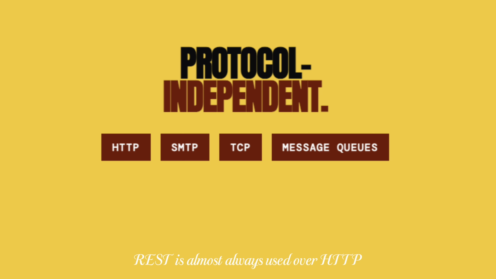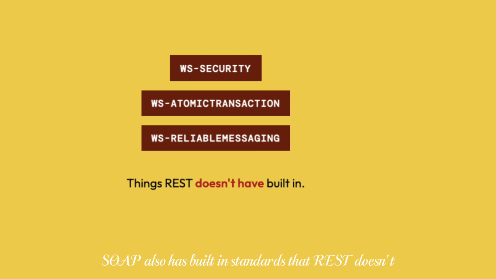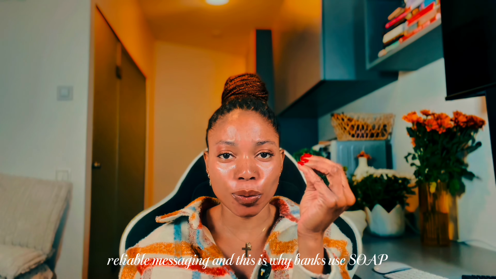Every field is typed. Now, this is another cool thing about it. It is protocol independent. REST is almost always used over HTTP. SOAP can run over HTTP, SMTP, TCP, and that flexibility is why enterprise systems love it. SOAP also has built-in standards that REST doesn't. WS-Security, WS-AtomicTransaction, reliable messaging, and this is why banks use SOAP.